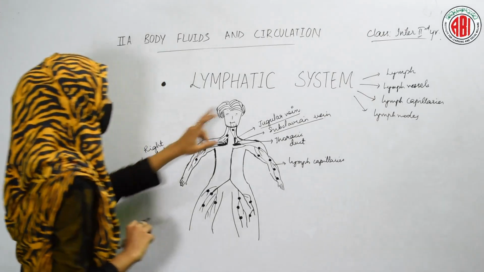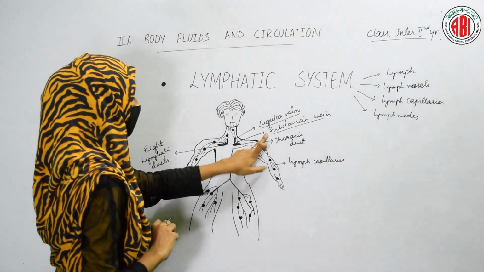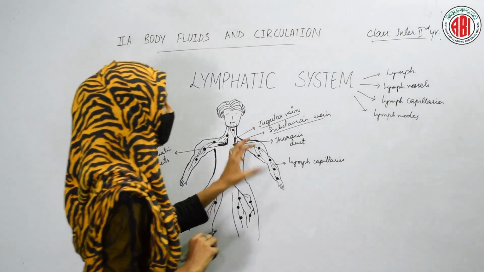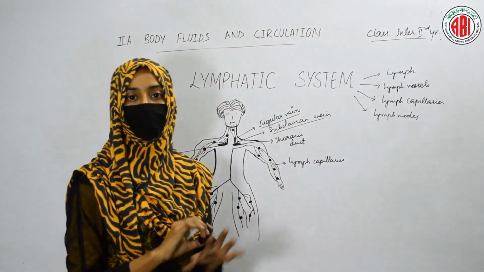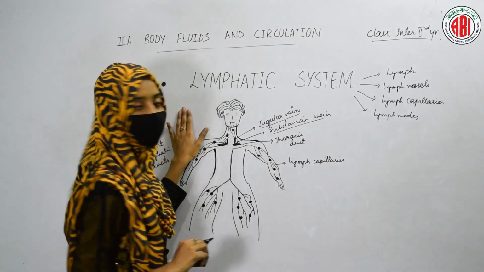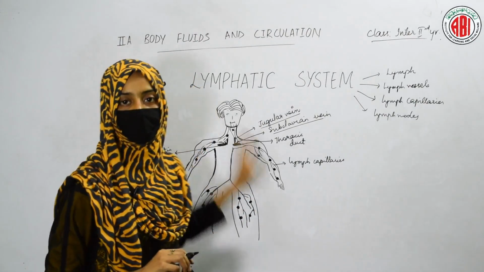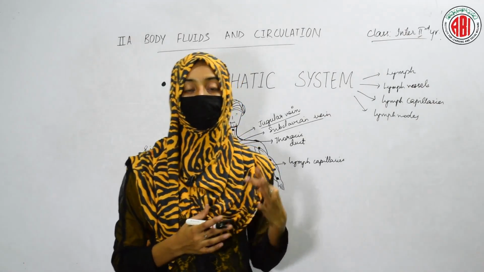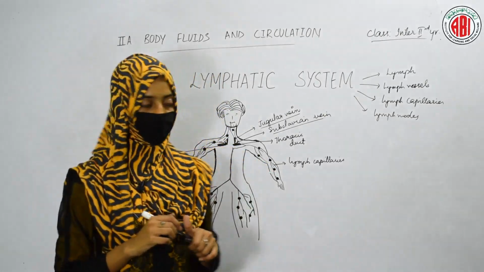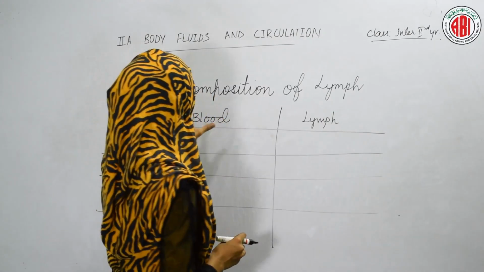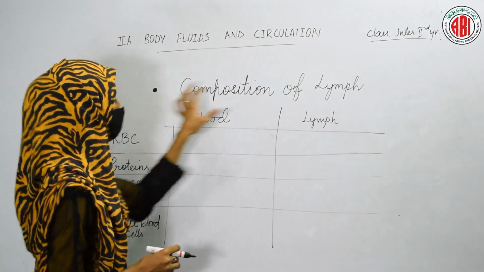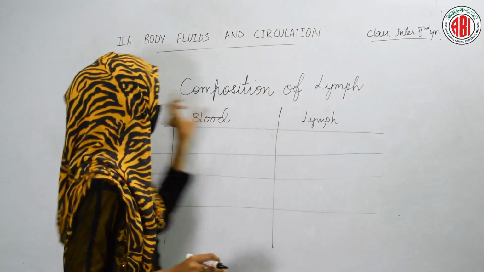So basically, jugular vein, subclavian vein, thoracic duct, right lymphatic duct, lymph capillaries, lymph nodes and lymph, all these things can be seen in our lymphatic system, and this lymphatic system helps to screen the fluid which is circulating throughout our body. Now let us see the composition of lymph and the different things that are found in the blood but not in our lymph.